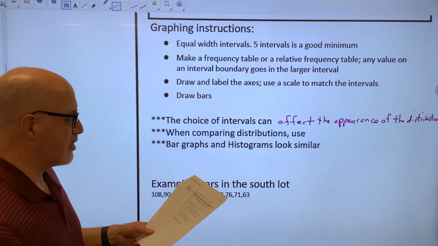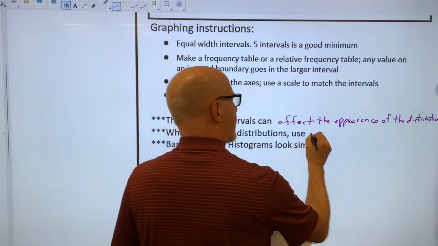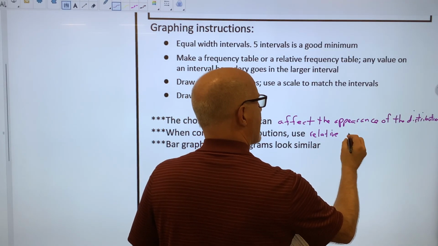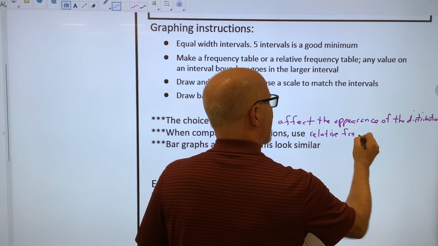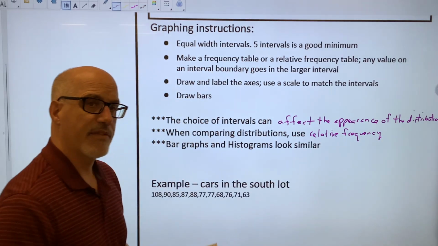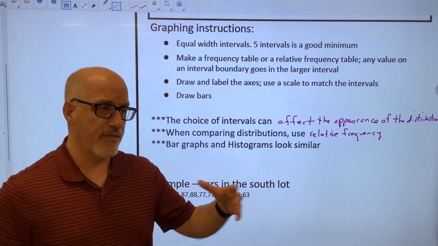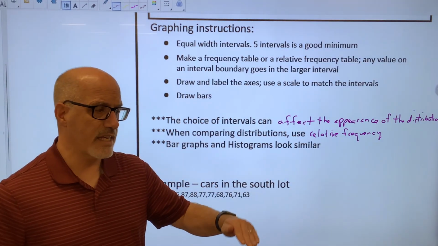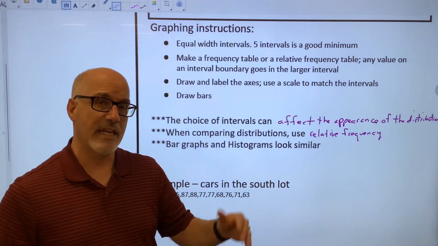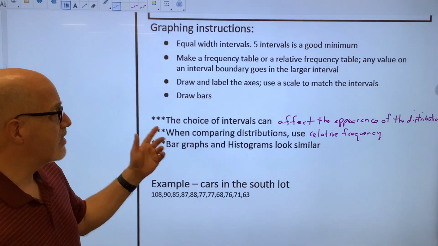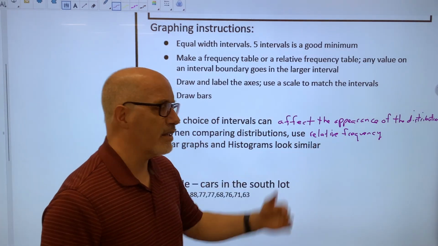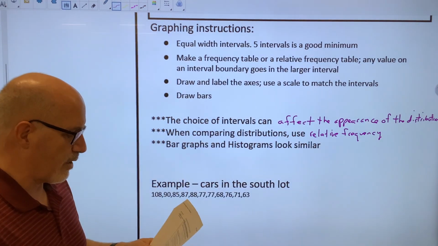Also, in comparing distributions, use relative frequency. Now, I didn't do that with the last one because it had exactly the same number of data points. But if you have far fewer data points in one, using a histogram, it will stack shorter than one with a lot of data points. So it might influence your viewing of it. So if they have different numbers of data points in it, use relative frequency. That will kind of even it out.